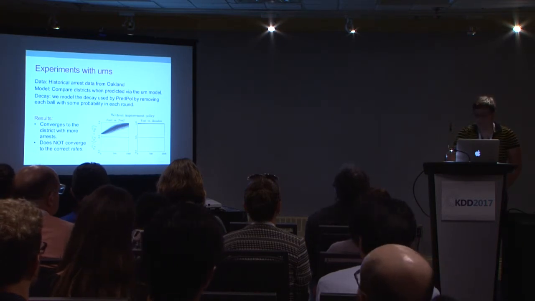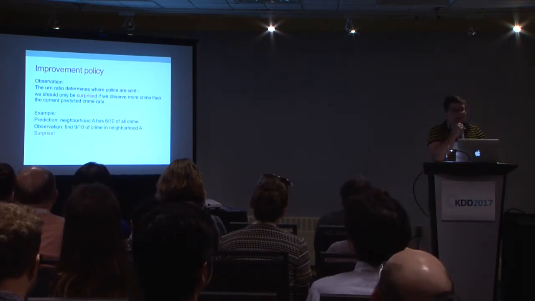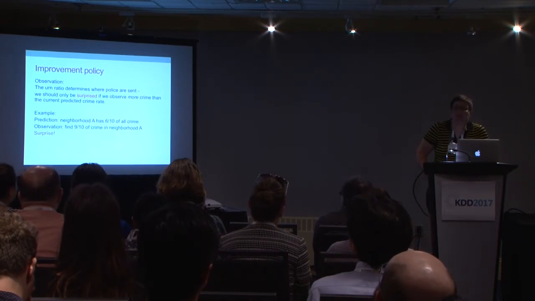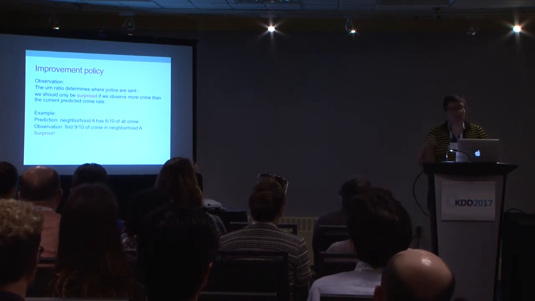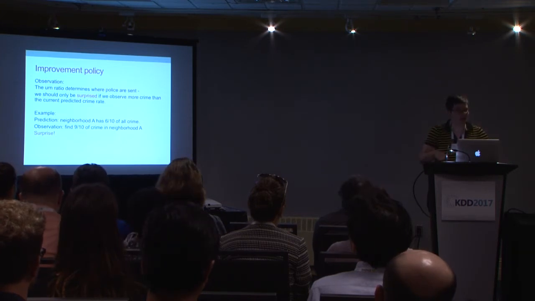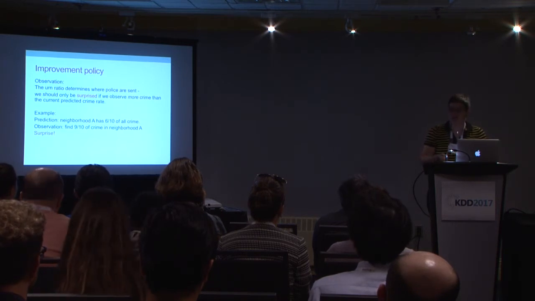Okay, so what can we do about this? What we're doing about this relies on this observation that if you send police somewhere that you think has a lot of crime, you shouldn't actually be surprised to find crime, right? Or really, there's only a certain number of times that you do that it would be reasonable to be surprised, right?